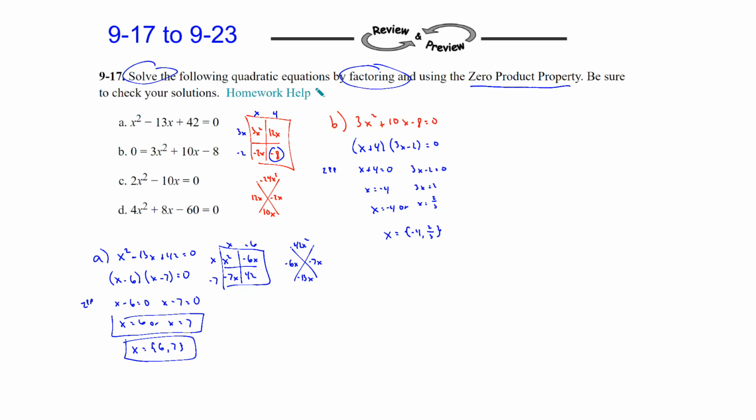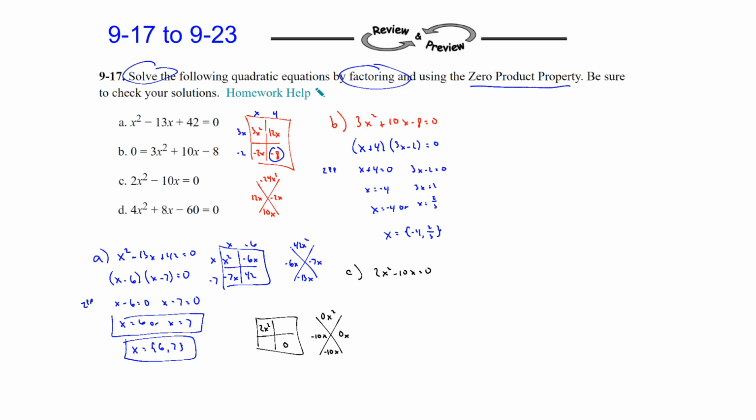Okay, moving on to C. We have 2x squared minus 10x is equal to 0. So once again, setting up the generic rectangle, we have 2x squared. We have 0 1 tiles, so we're going to put a 0 down in the box here. That means our product would be equal to 0x squared, and then the sum has to be negative 10x, because that's how many x tiles we have. So what multiplies to give us 0, but adds to give us negative 10x? It has to be 0 times negative 10, and that adds to negative 10.